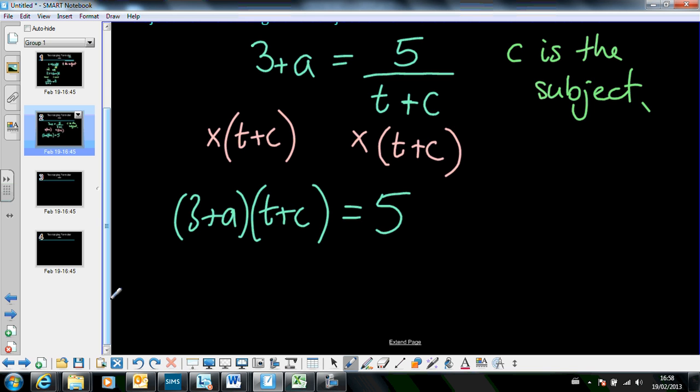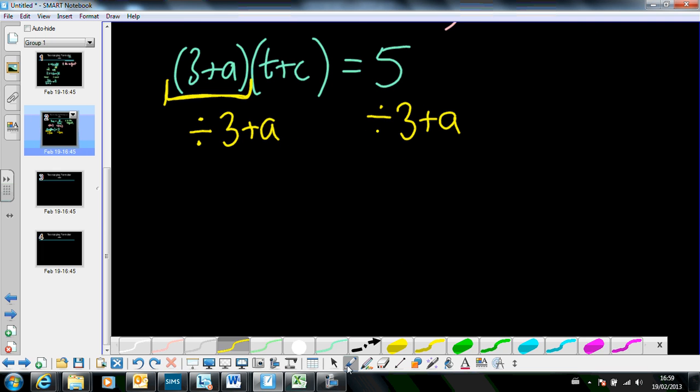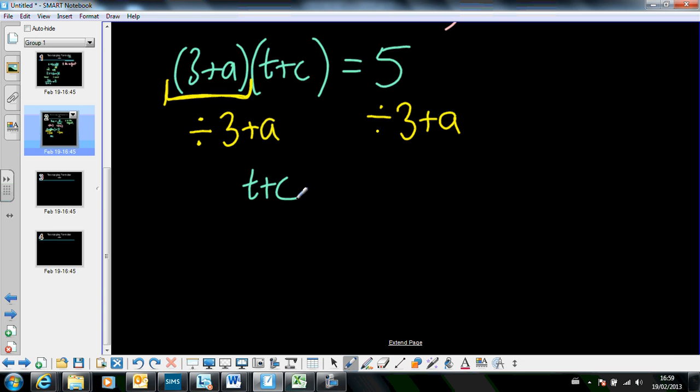I want to get C on its own, so let's get rid of all of this that's in the brackets there. How can I get rid of that? I'm going to divide both sides by 3 plus A. And that'll leave me T plus C. I don't need the brackets anymore because they're not doing anything. So I'll just rub them out. T plus C on the left is equal to 5 over 3 plus A on the right.